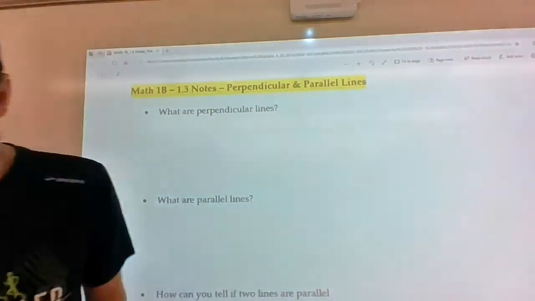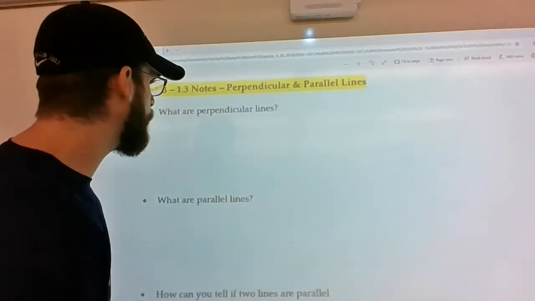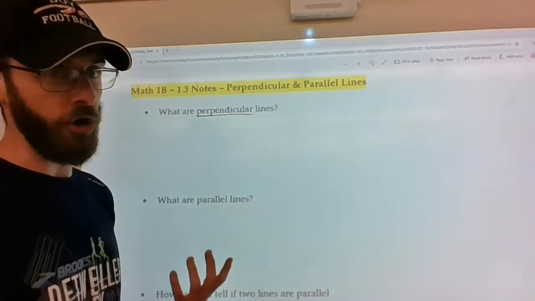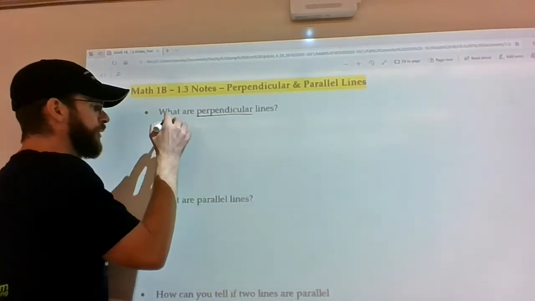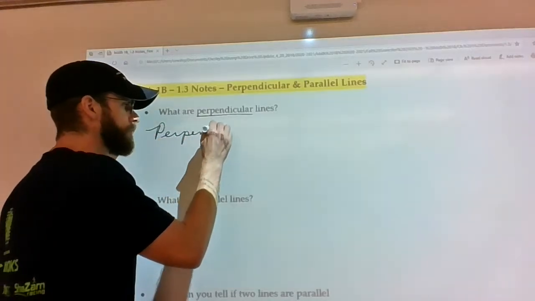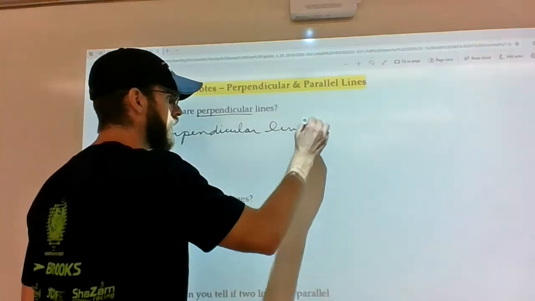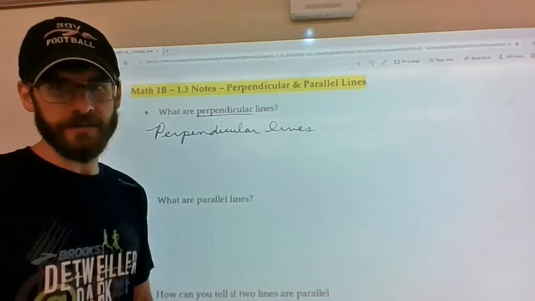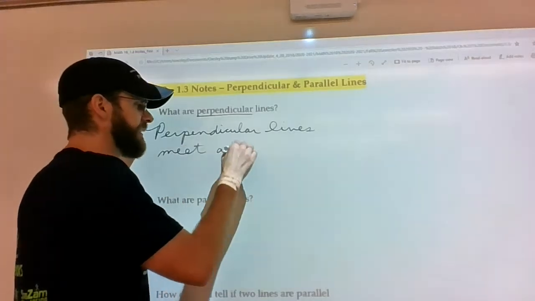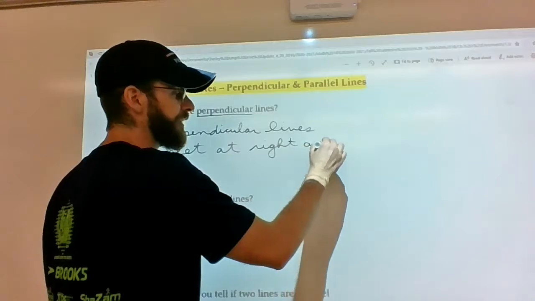So first of all, we need to answer these basic questions. What are perpendicular lines? That word doesn't come up in regular common conversation that often. But perpendicular lines are basically defined by where they meet. They meet at right angles, the 90-degree kind.